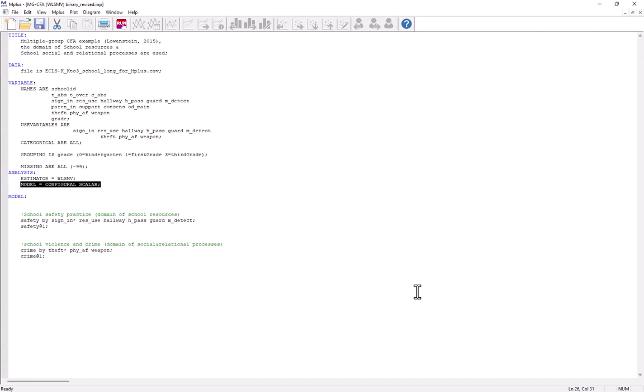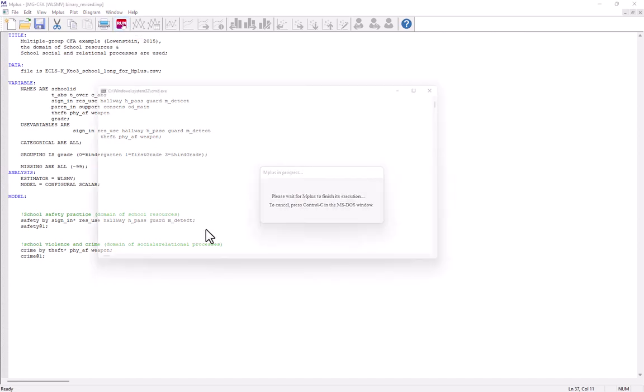So I will run a configural model which allows factor loadings and thresholds to be different across groups, and a scalar model which constrains the factor loadings and thresholds to be equal across groups. So Mplus will automatically do a chi-square difference test for me. The model here has two factors: safety, measured by these indicators, and crime, which is measured by these indicators. So we'll run this model.